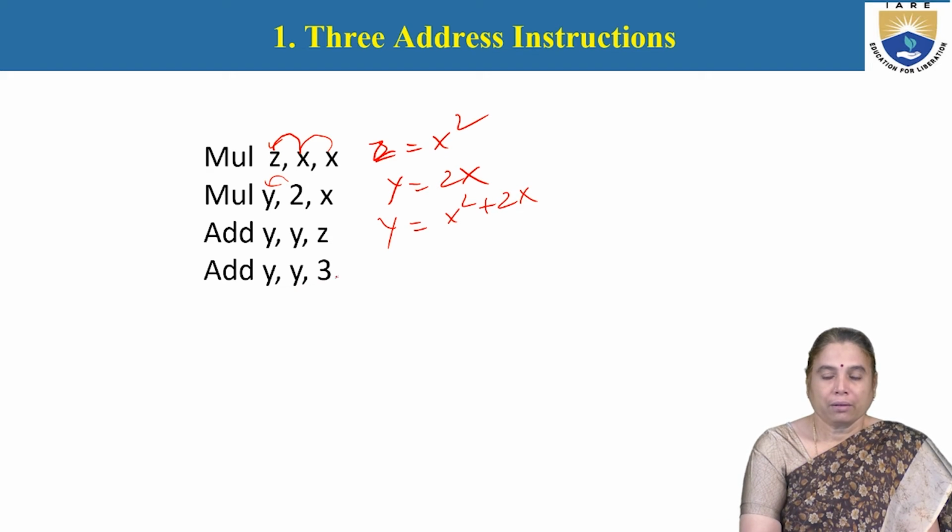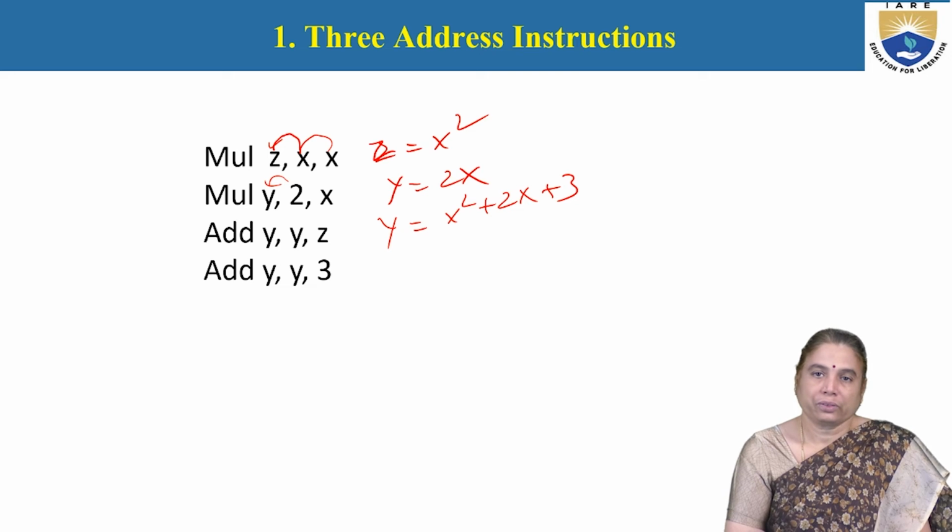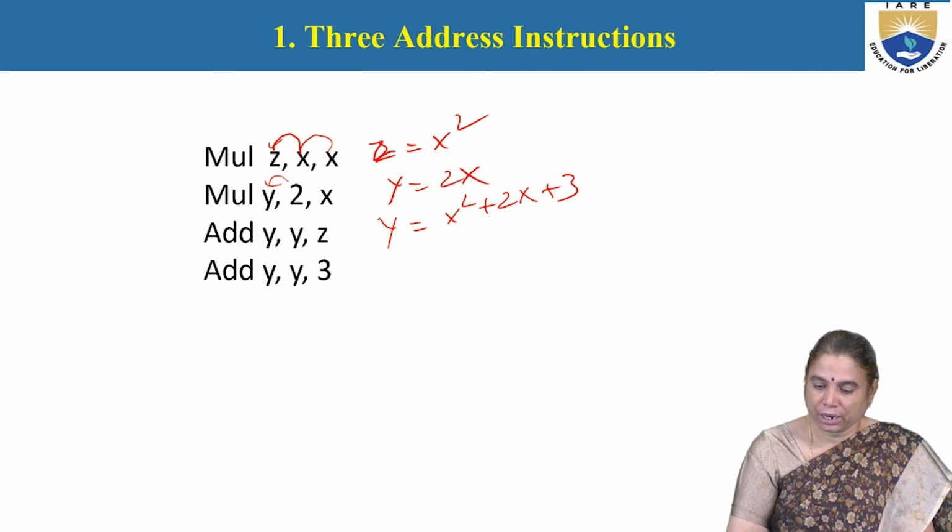Next, add y comma 3. For these, 3 can be added and stored in the y. So this is the 3 address instruction sequence of the given expression.